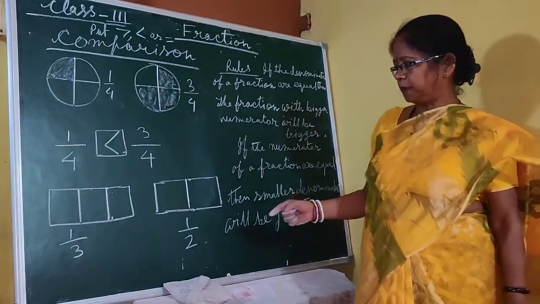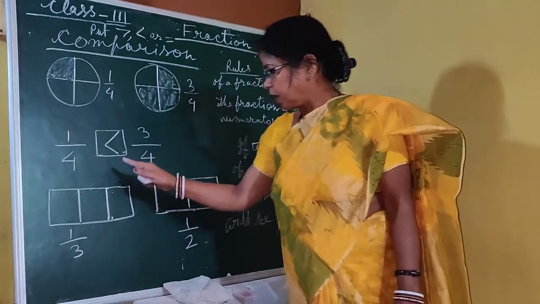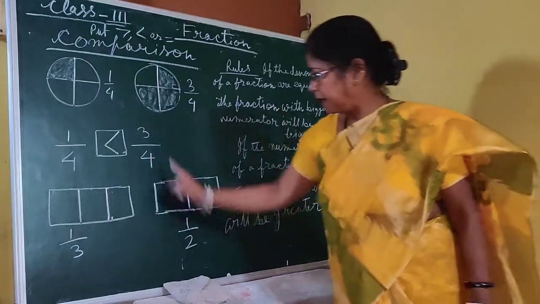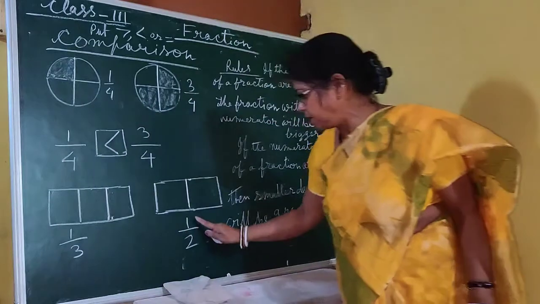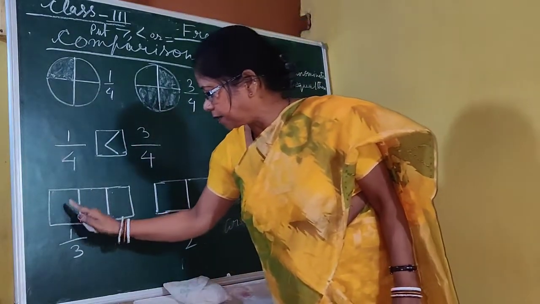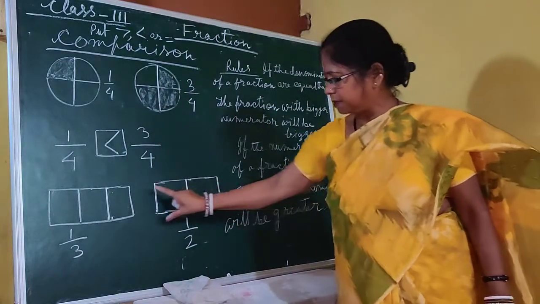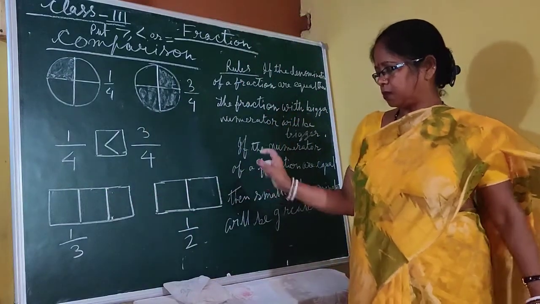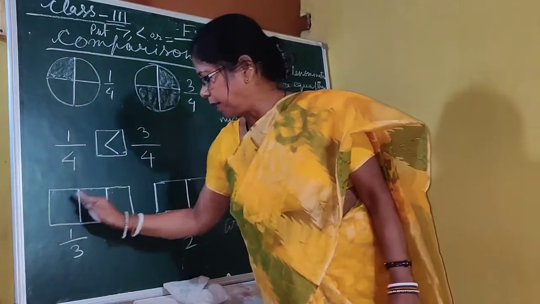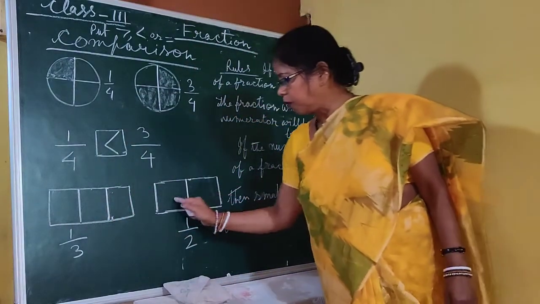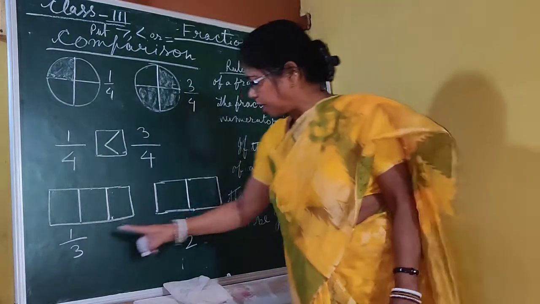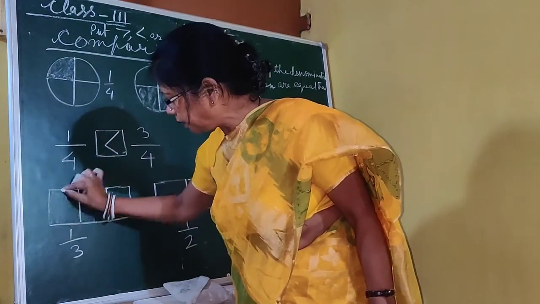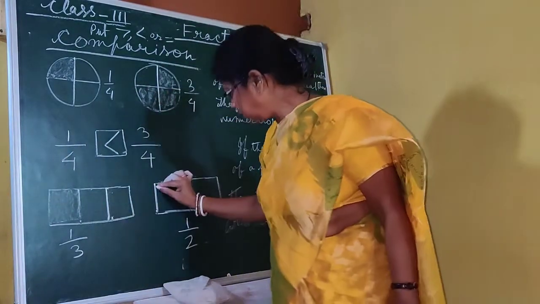So you see the next step. 1 by 4 and 3 by 4 is finished. Then here it is 1 by 3 and 1 by 2. One figure is divided into 3 equal parts, the same cake, the same shape cake, same measurement, and this one is also the same measurement cake. So one same cake, here you make 3 equal parts and here you make 2 equal parts. Here the numerator is one, and here the numerator is one. So one part you shade here, and one part you shade here.